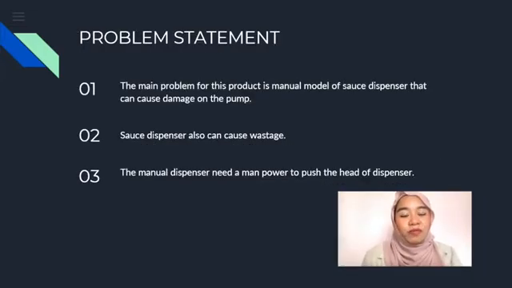Next is the problem statement. First, a sauce dispenser can be used at a restaurant, stall, or for personal use. The main problem with this product is that the manual model of the sauce dispenser can cause damage to the pump. A sauce dispenser can be a problem if we push the hard lid of the pump to pump out the sauce. Second, a sauce dispenser can make a waste of the sauce.